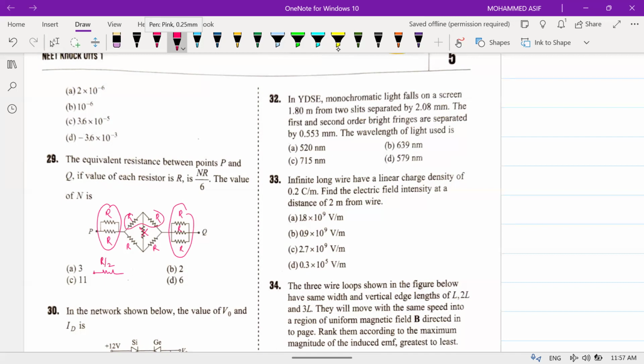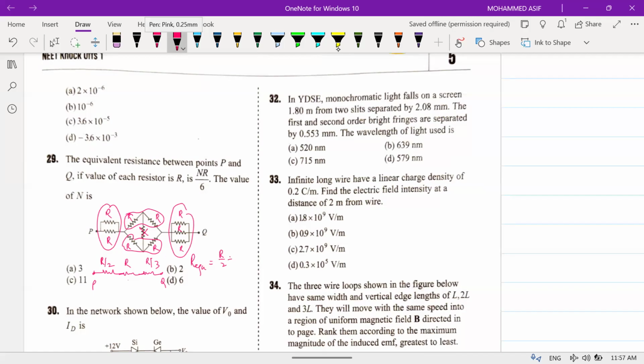These two, R and R, will be in series, that is 2R. This one will be 2R. 2R and 2R will be in parallel. So 2R by 2 will be equal to how much? R. So the middle resistance will become R. Then the last resistances, all of them are parallel, so it is R by 3. This is Q. This is your P. Now all of them are in series. So R equivalent will be equal to how much?